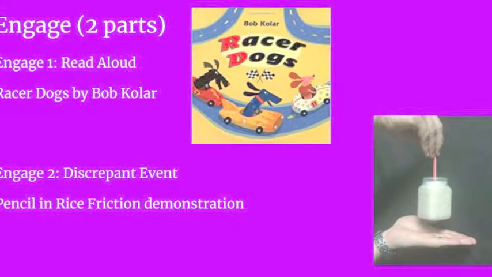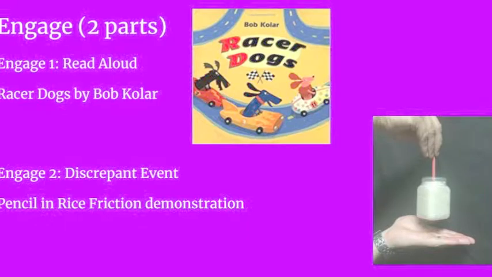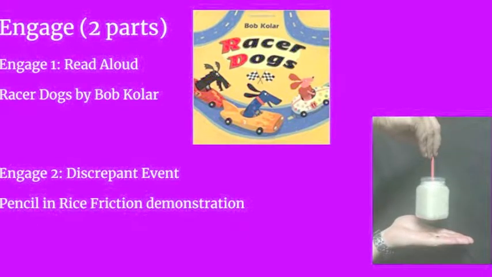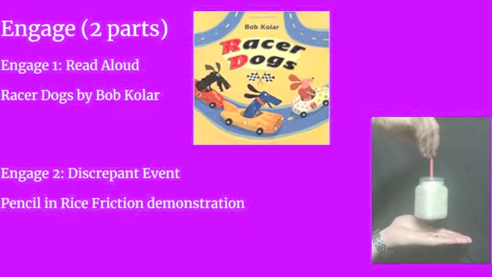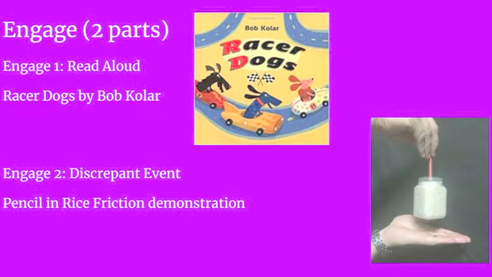The engage phase of our 5E lesson will be 2 parts. The first part will be the read aloud of the book Racer Dogs by Bob Kolar that will connect to the students' activity during the explore phase.